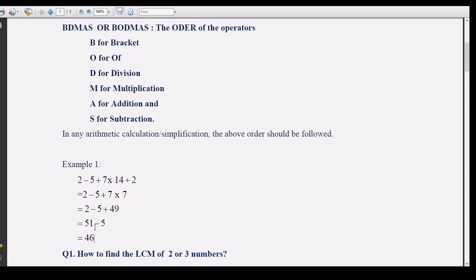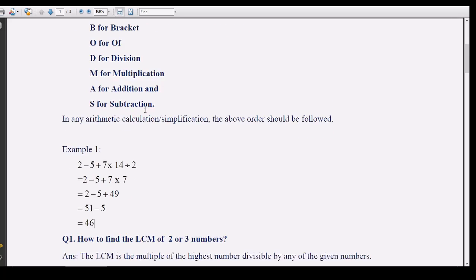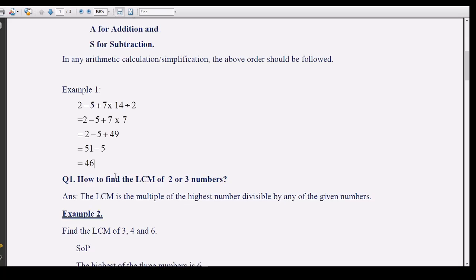Clear? And in any simplification where there are many operators like bracket, of, division, a mix of all these operators, you should remember the order of these operators, which one should be completed first, which one should be taken first. Clear? Okay, next is the basics of how to find the LCM of 2 or 3 numbers.